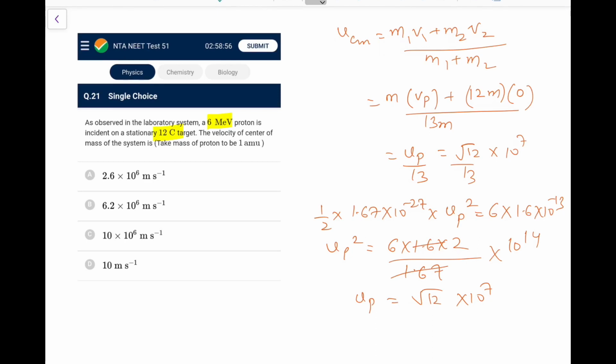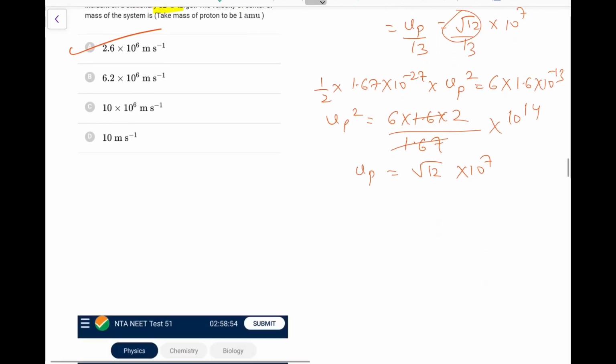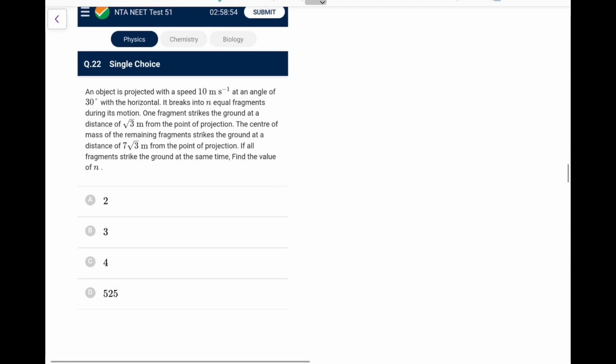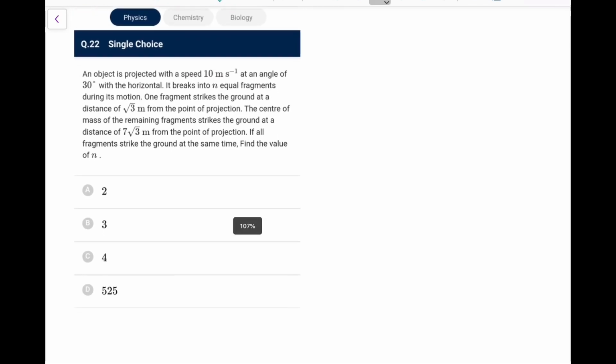Root 12 is 3 point something, and with 13, if I do this, it is 2 point something. I can directly make it out. So this is 2.6 into 10 to the power 6, because this is 3 point something, and if you have to divide by 13, one power will be cancelled. This is 30 something, so it would be 2.6 into 10 to the power 6. So again, a calculative one for the NEET aspirants, but whatever, every question cannot be a laddu.